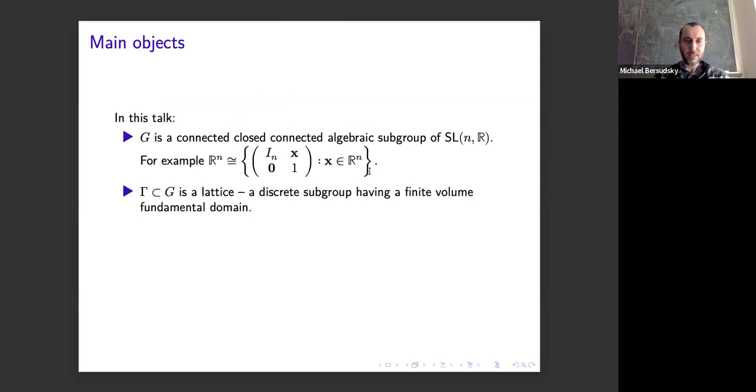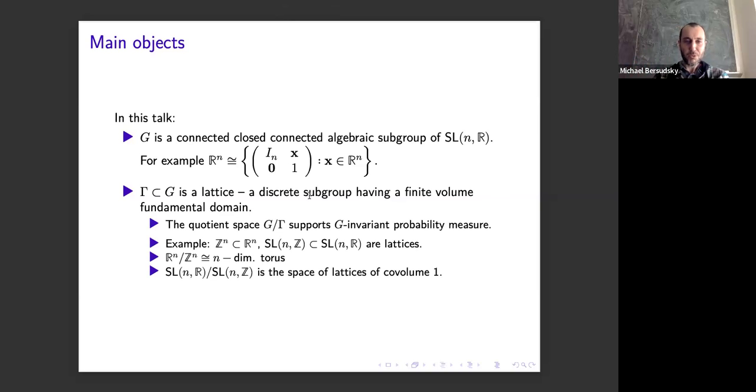Gamma is a lattice, so let's recall briefly what a lattice is. A discrete subgroup having a finite volume fundamental domain with respect to the Haar measure of G. Having that, G mod gamma supports a G-invariant probability measure. Some nice examples to keep in mind are the lattice Z^n in R^n, or SL_n(Z) in SL_n(R). So R^n mod Z^n is the n-dimensional torus, and SL_n(R) mod SL_n(Z) is the space of lattices.